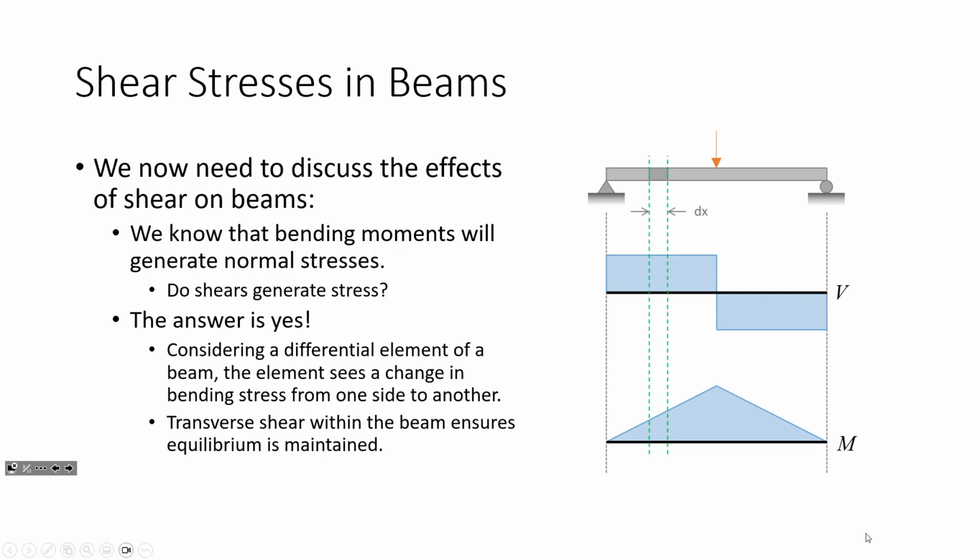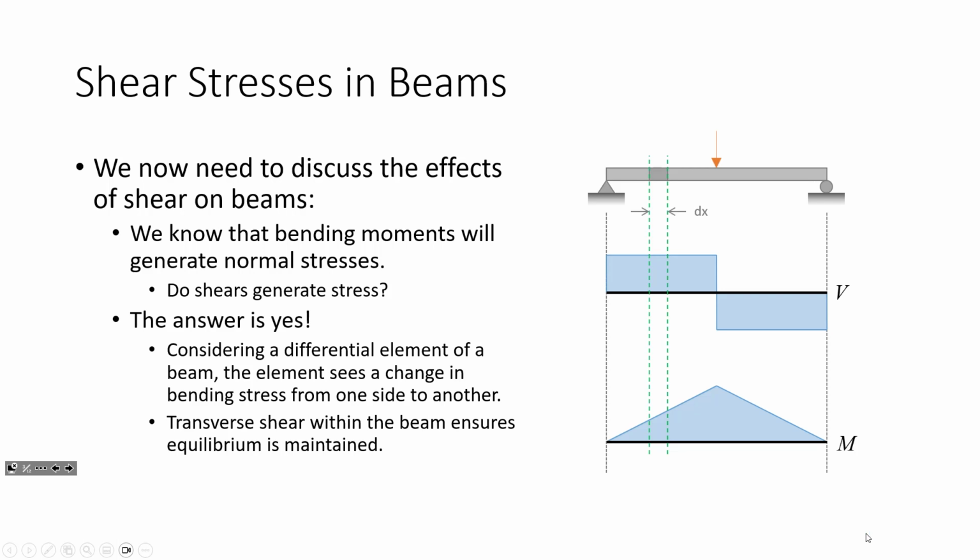So what's happening with the moments is that I have a change in moment from one side of the element to the other. Like I have a little bit of a low moment here and a high moment here. Y'all see that, how the moment changes? So if the moment changes, what that causes a problem with is equilibrium, okay?